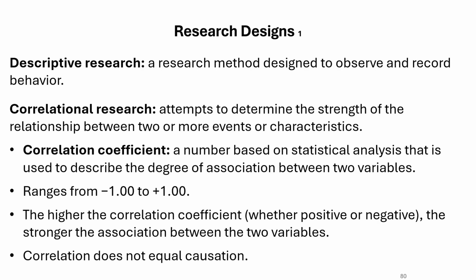Descriptive research is a type of research that is designed to observe and record behavior. Correlational research attempts to determine characteristics between two or more events, or a relationship between two or more factors. A correlation coefficient is a number based on statistical analysis that is used to describe the degree of association between two variables. This ranges from -1 to +1.